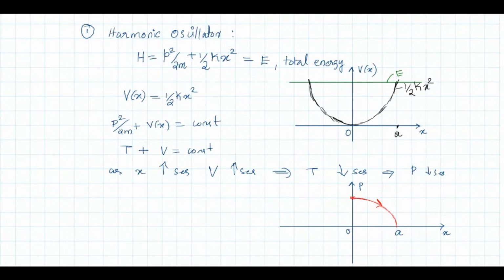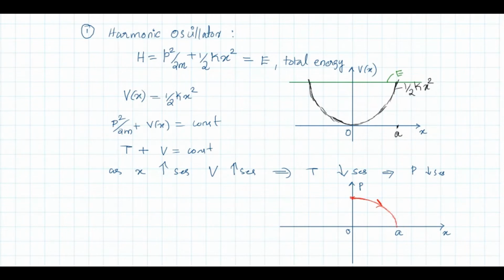That is in the first quadrant. Momentum is positive, x is positive. So x is increasing with time towards the right. So momentum is positive and its magnitude goes on decreasing as x increases. As x increases, kinetic energy will decrease because potential energy is increasing. Total energy is a constant, so kinetic energy should decrease. So momentum should decrease in magnitude and it will reach a 0 value at x equal to A.